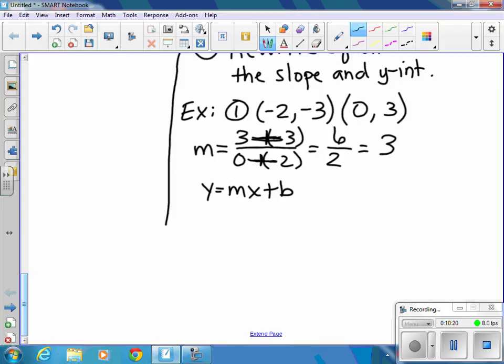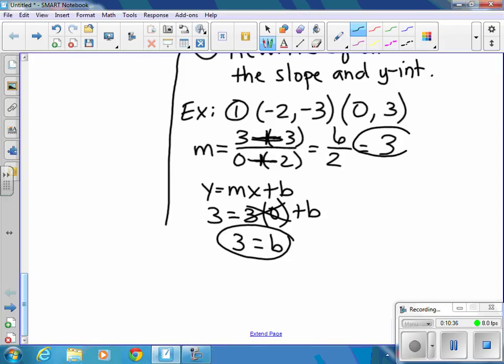So in the y spot, I'm putting the 3. In the m spot, I'm putting the 3 that I just calculated. In the x spot, I'm putting the 0 from my ordered pair. And then I'm trying to find b. 3 times 0 is 0, so essentially it wipes out of the problem, and you're left with 3 equals b. So now I know my b, and I've calculated my m. I'm ready to write my equation. So my final equation for all this information is y equals 3x plus 3.